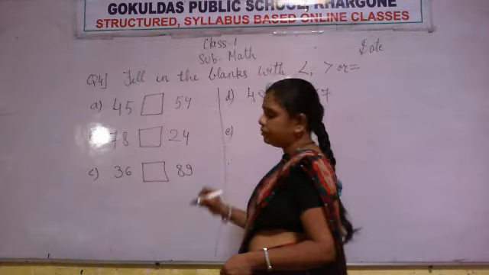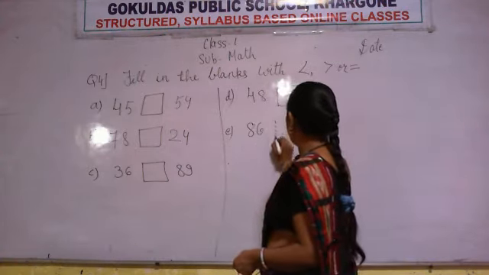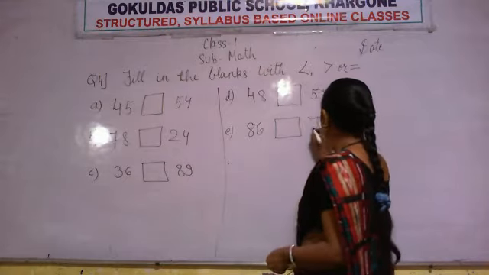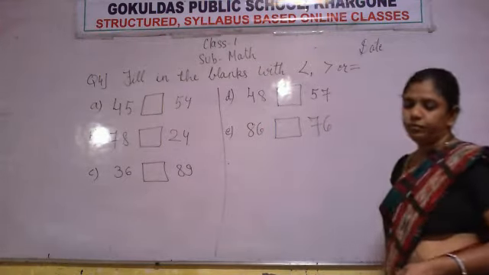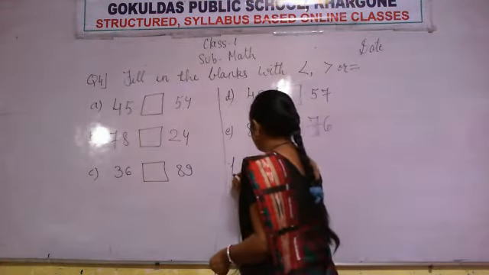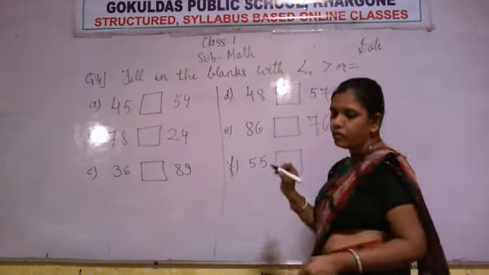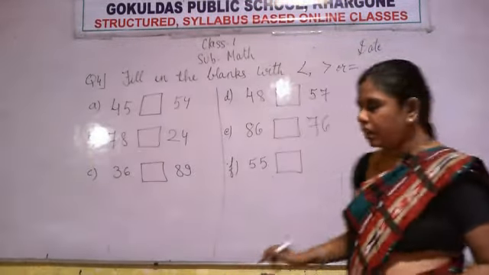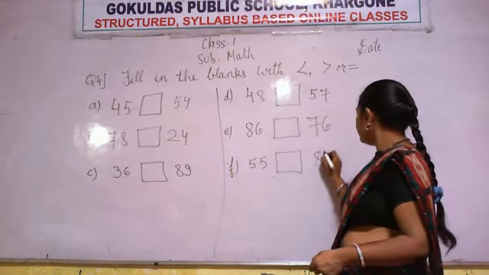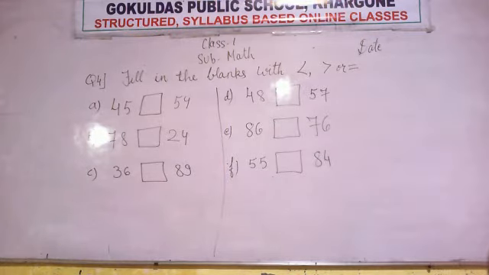Write E: 86. Then make one box. Then write 76. Now last question: 55. Then again make one box here and 84. So these are the questions that are given in your book. First you copy all the questions from the board.